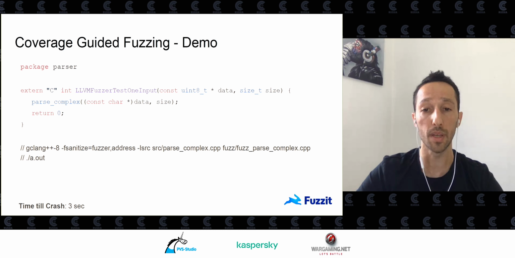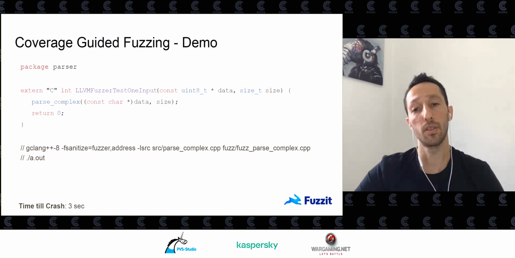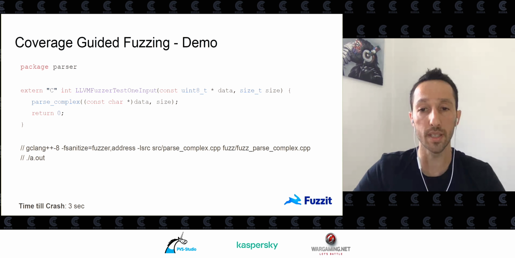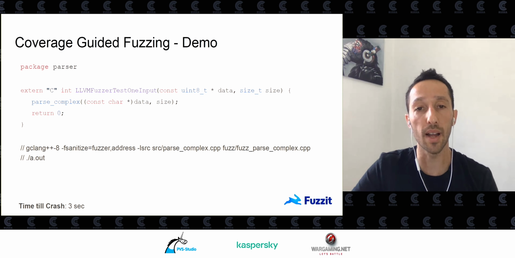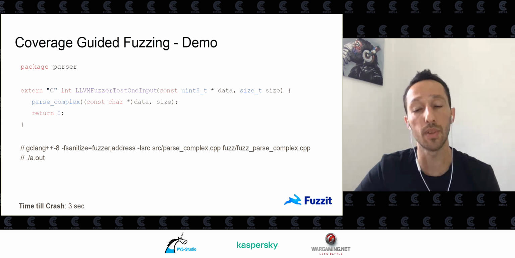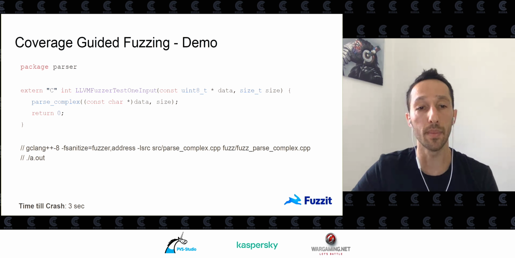And then we just pass it to the parse complex and the fuzz parse complex CPP. So parse complex is the file that contains the function that we want to fuzz, and fuzz parse complex is the file that contains this LLVMFuzzerTestOneInput function, which is essentially the main function for libFuzzer.